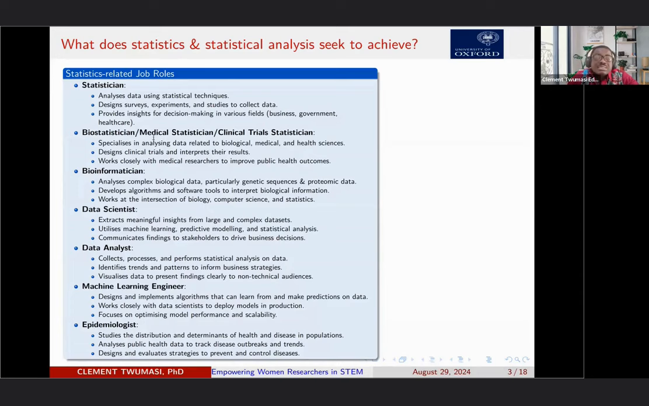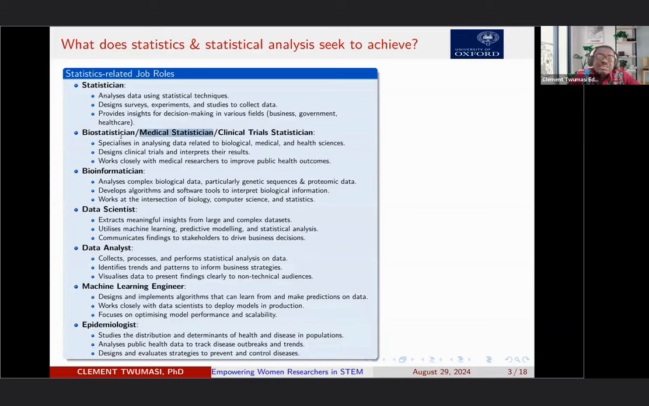And then we have biostatisticians. In the US and Canada, they call it biostatistician. In the UK, they call it medical statistician. And sometimes they also call it clinical trial statistician. Fortunately, I was a clinical trial statistician at Imperial College some time ago. And currently in Oxford, I'm a medical statistician. But the reality is that they are the same.